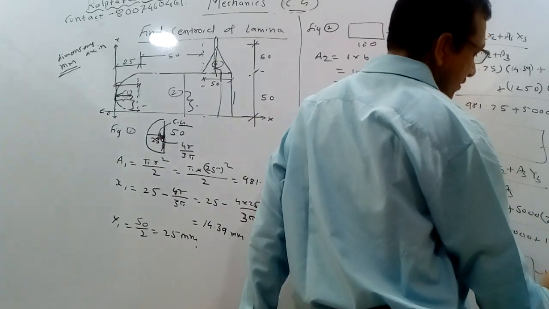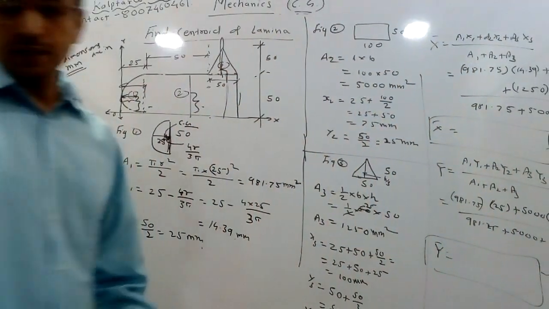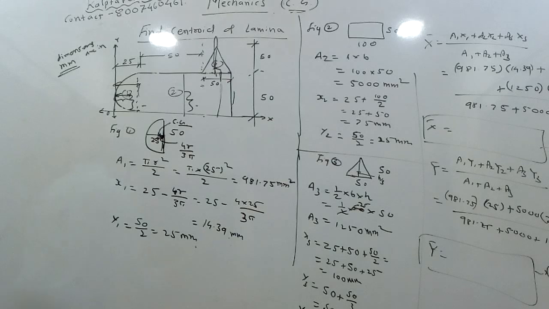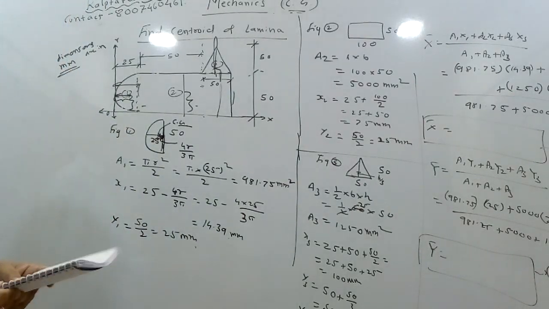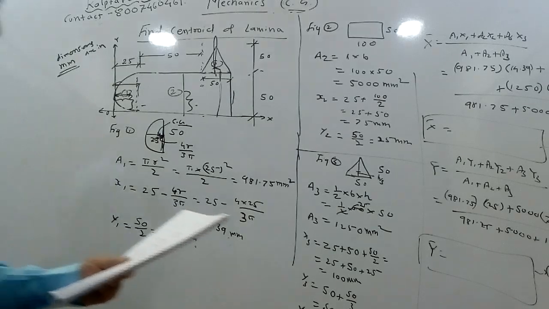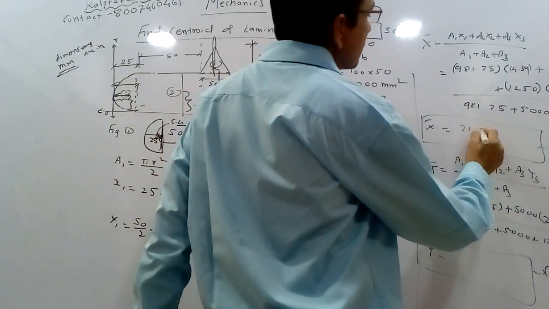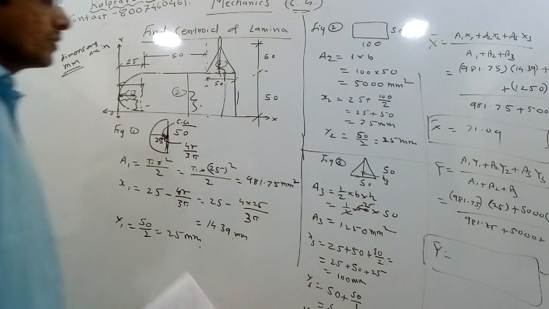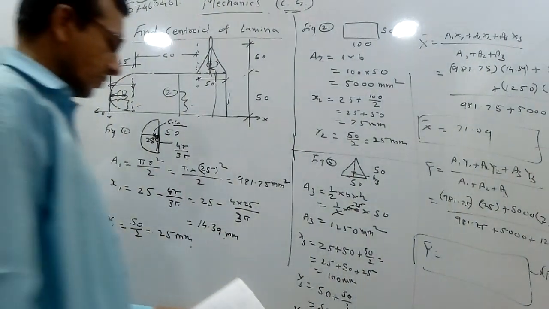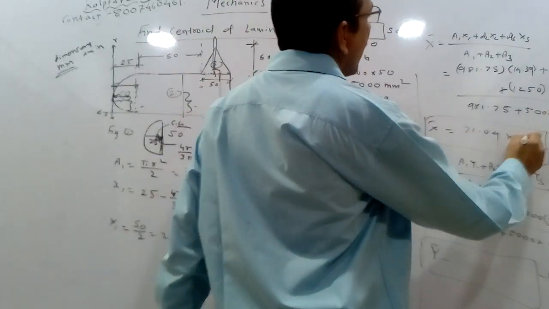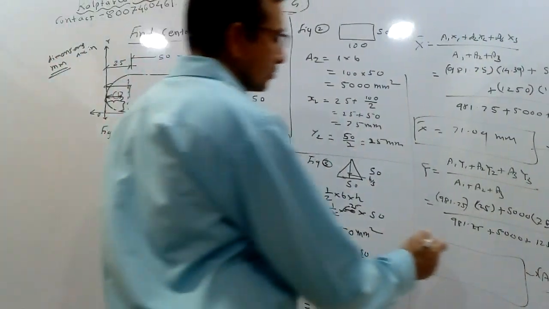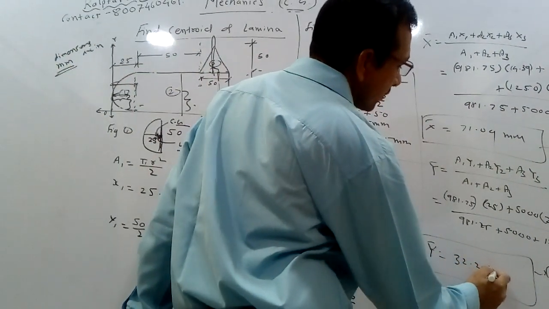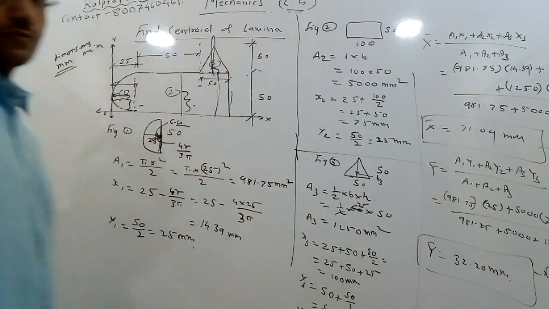Getting this or not? Okay, now I give you the direct answer. This is 71.09 millimeter, that is your x bar answer, and the y bar answer you have is 32.20 millimeter. Understood? Thank you.